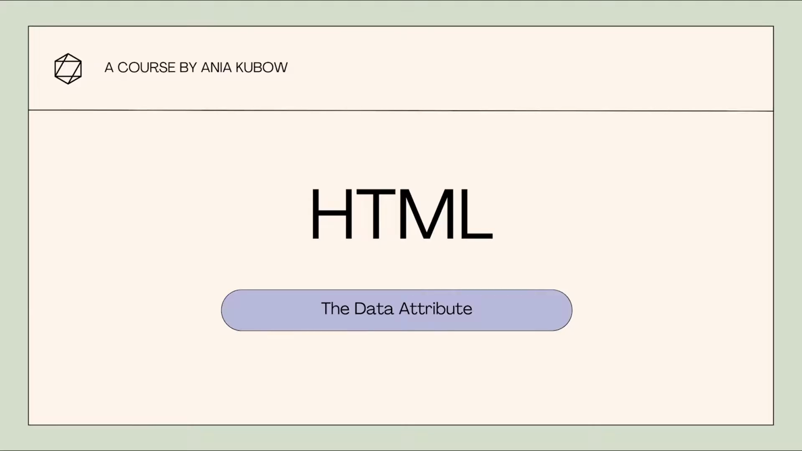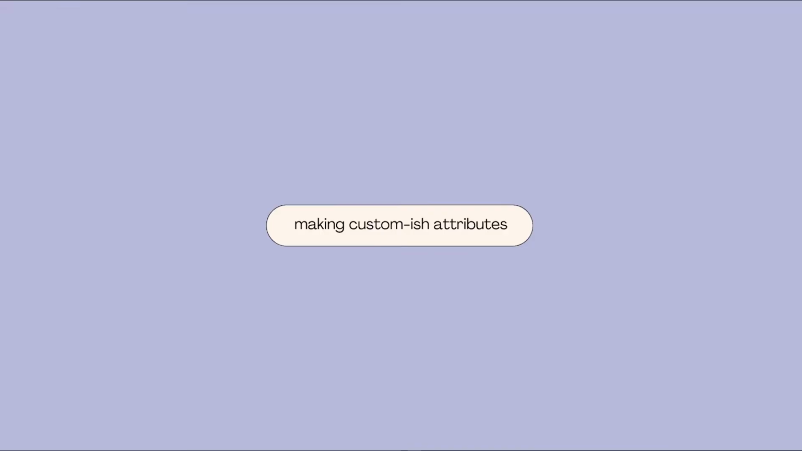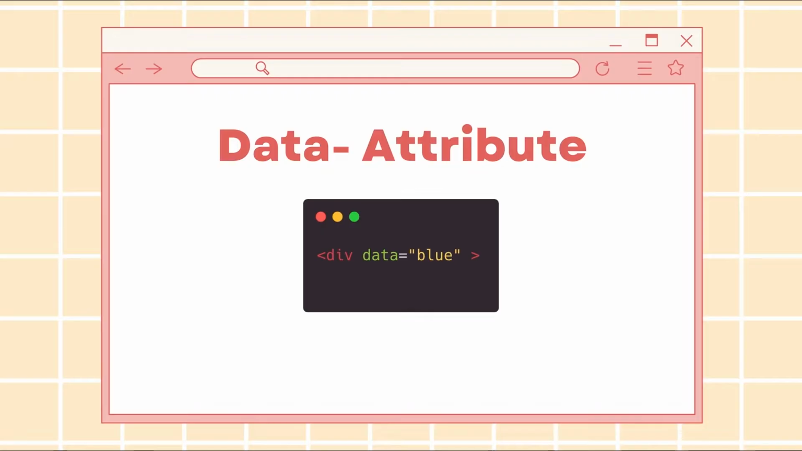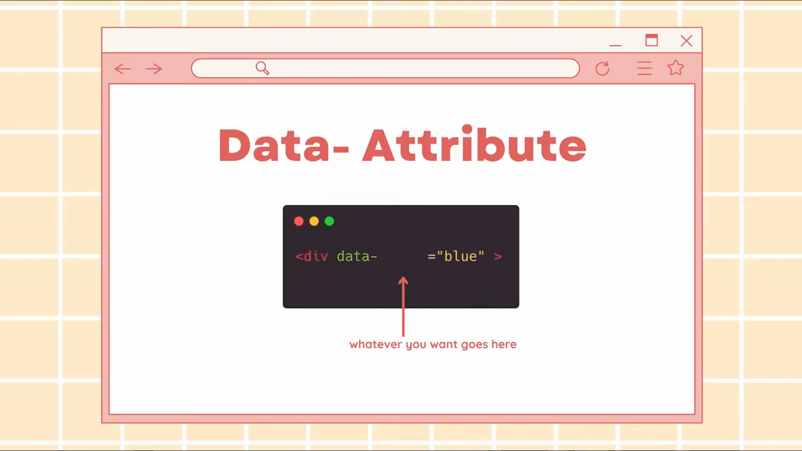Now, I feel like I've saved this one to show you as I am really fond of the data attribute, and I want to talk to you about how you can make custom-ish attributes. To give us flexibility, HTML5 allows us to store extra information on standard HTML elements using the data attribute. The syntax for it looks like this. We can of course have data, or we can have data dash and put in whatever word we want to make a custom attribute.